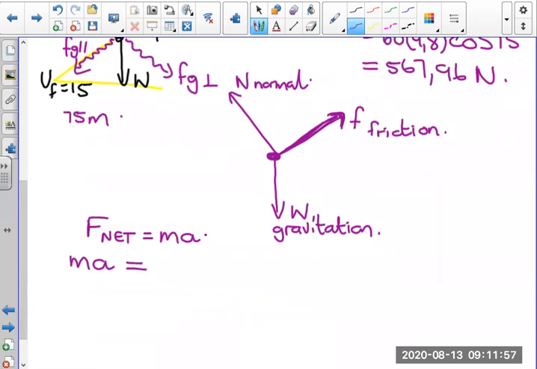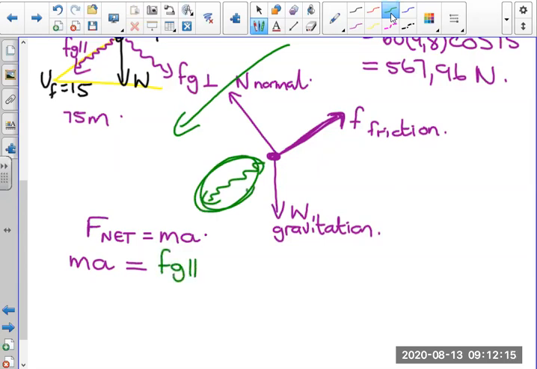And what do we use? We use the front force minus the back force. Now this object is going in this direction. So the front force is then this one. Not drawn on my free body diagram, but the front force is going to be Fg parallel. So the moment when you get a slope, please do not forget about Fg parallel. And then what do they want us to work out? They want us to work out the friction force.